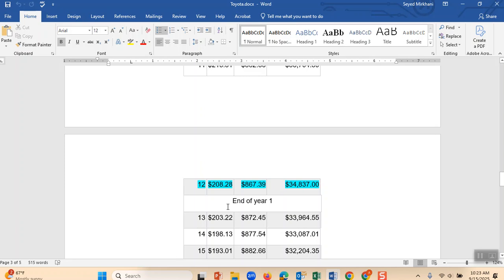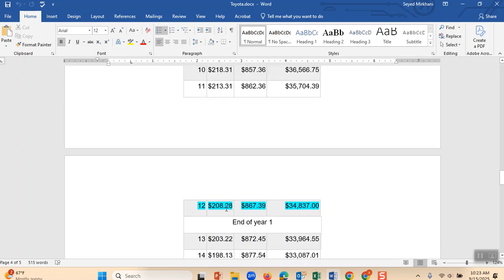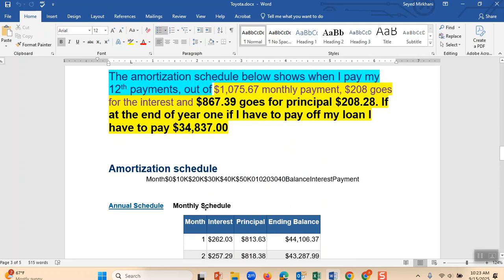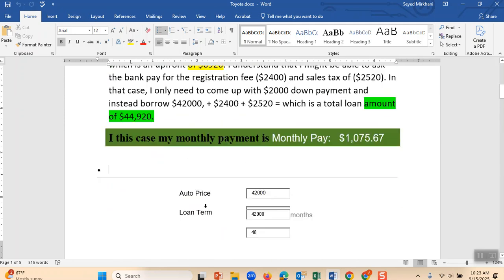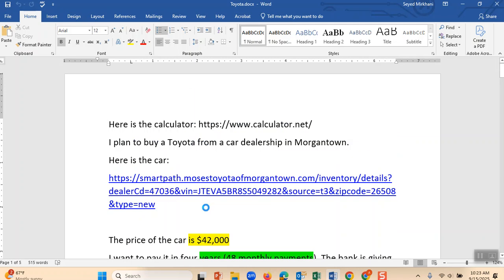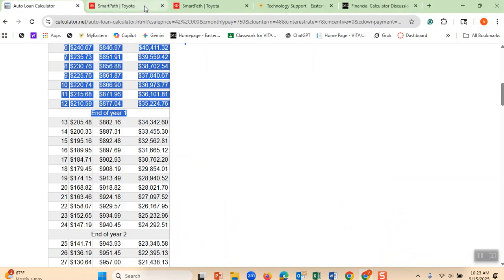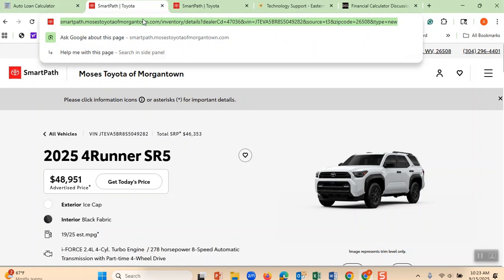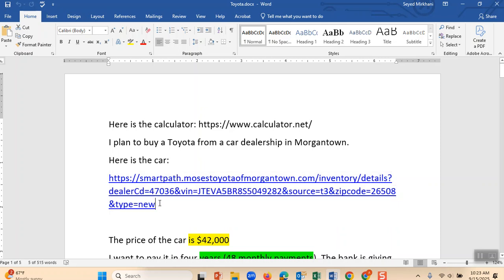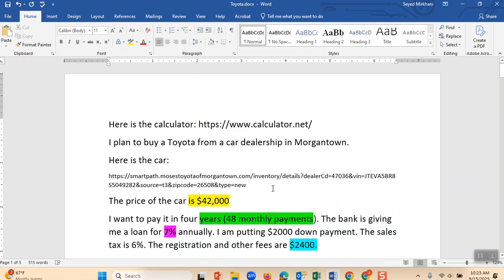However, do you see end of first year? However, I didn't put everything here, and later I'm going to put this in Brightspace. However, I want you to do one thing. When you find your car in the car dealership, I want you to paste the link in here. Do you see here? I found the car dealership here. I clicked this link and I clicked copy. I copied it. That way we can see what kind of car you want to buy. Then I pasted here. That is the car.